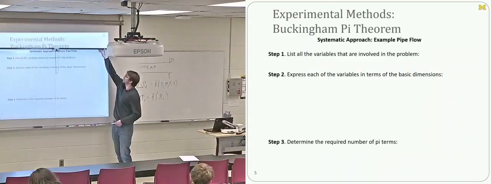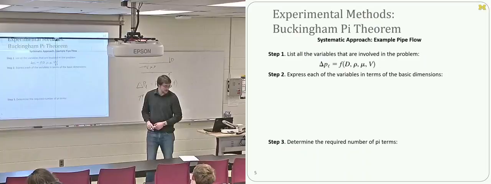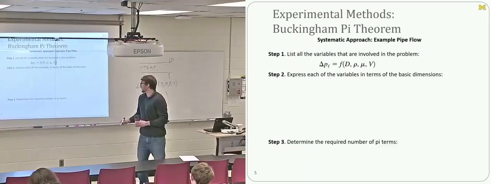So, for this problem, step one, we've already sort of done that, right? By reviewing the problem, I've said here are the things we think are likely to affect the pressure drop in a pipe. So part two now is we need to express each of these in terms of mass, length, time dimensions.